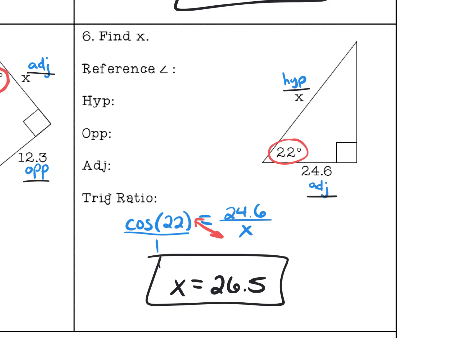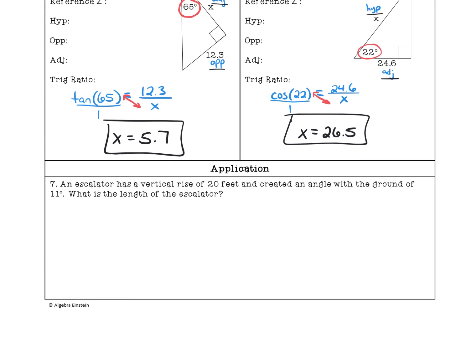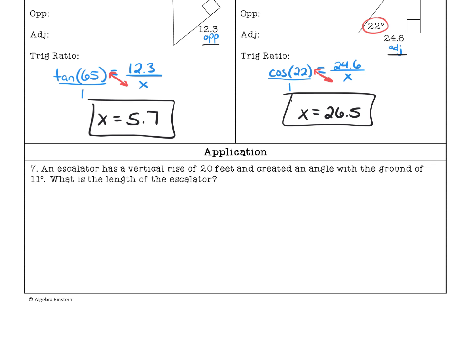Last one I want to do with you, number 7. Draw yourself a right triangle. It says an escalator has a vertical rise of 20 feet and creates an angle with the ground of 11 degrees. What is the length of the escalator? Tell me some things I can label. Which angle is 11? It's the bottom one, because this is the ground. What else can I label? Right, the opposite is 20 because it said vertical rise.